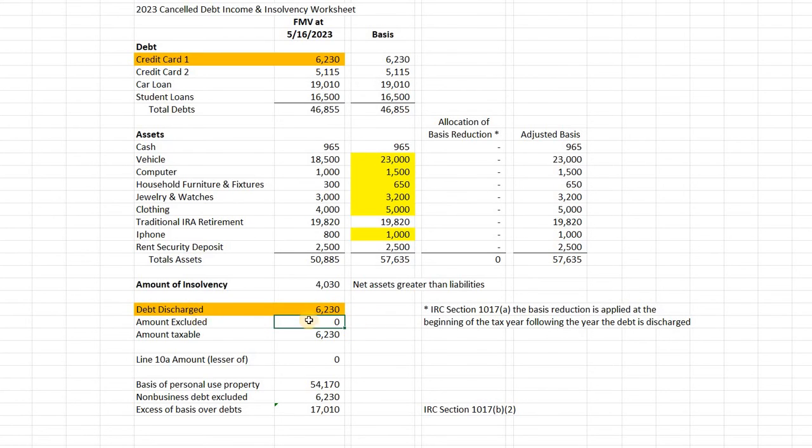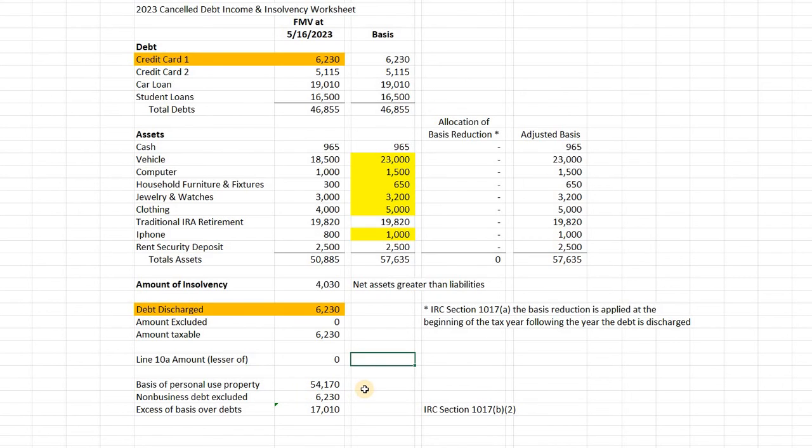The amount that's going to be excluded from income is 0 because he's not insolvent. And so the amount that's going to be taxable is $6,230. Now, line 10A, this is where if you had debts that were excluded, you would reduce your basis in your personal property, and those are the items highlighted here in yellow. You would have to reduce the basis in your personal property by the lesser of one of these three amounts.